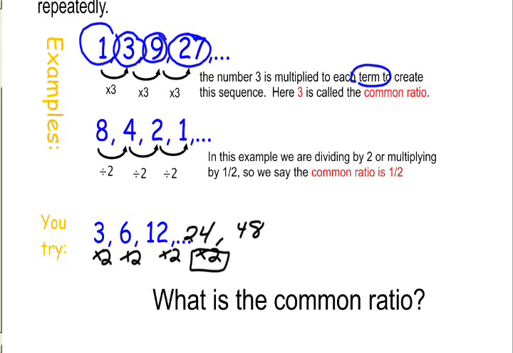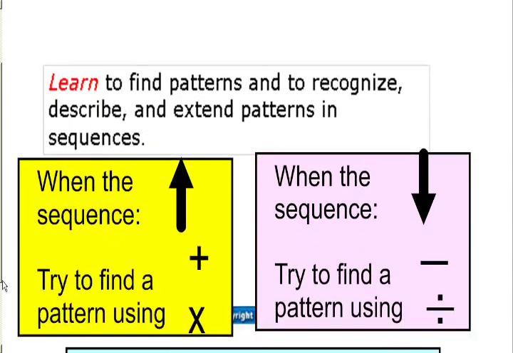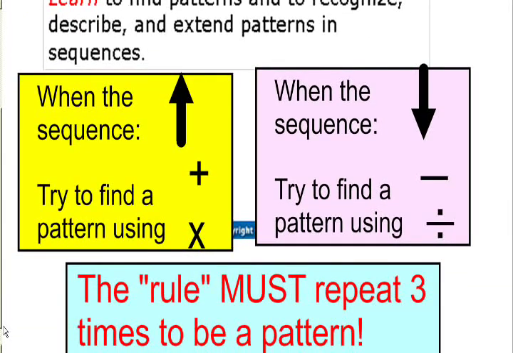All right, important note for you as we go under the term, it's good to know that when the sequence increases or goes up, try to find an addition or multiplication pattern. When the sequence goes down, try to find a pattern using subtraction or division. So put a box around that in your notes. Make sure you think about that. When a pattern or a sequence goes up, try to find a pattern using addition and multiplication.